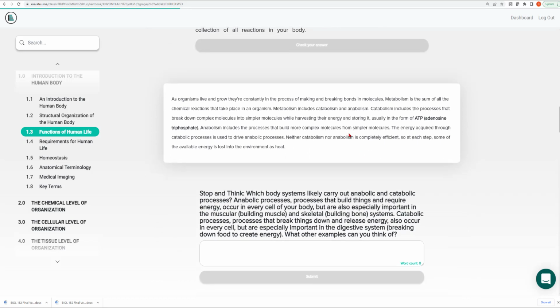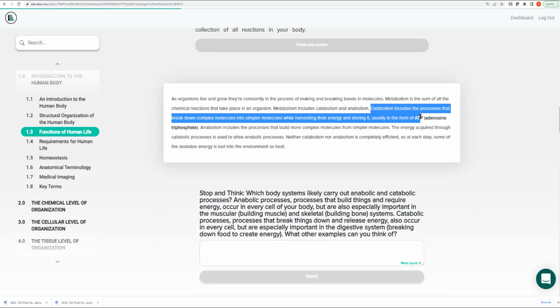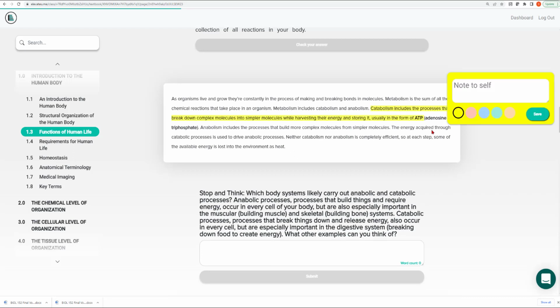The main molecule that is created in catabolic reactions is ATP. So ATP is adenosine triphosphate. You'll hear me say ATP a lot. Basically, that is the molecule of energy. Your entire metabolism is based on the creation of ATP and the using of that ATP in order to build up more complex molecules.